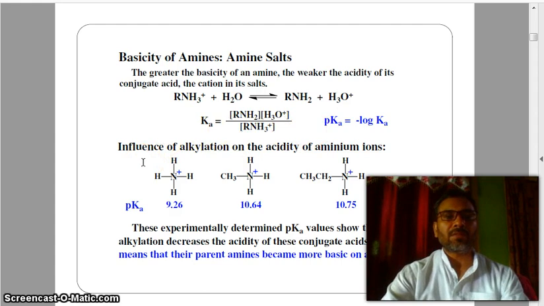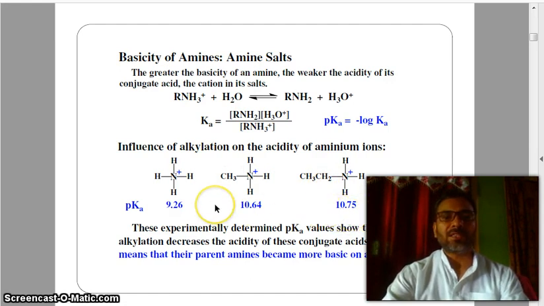Now we will talk about the influence of alkylation on acidity of ammonium ions. If you look at these molecules here, NH4 plus, the nitrogen is surrounded by 4 hydrogens and the pKa value is 9.26. If you compare this with CH3, where one hydrogen is replaced with CH3, then you see the increase of the pKa value to 10.64. Now, if you look at this, I just removed the methyl and added ethyl, then again a little change, so 10.75.